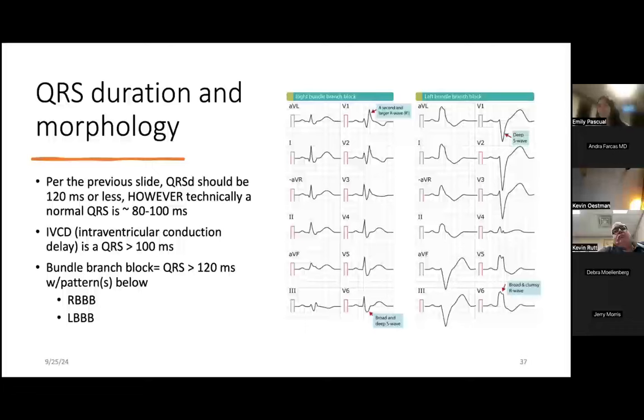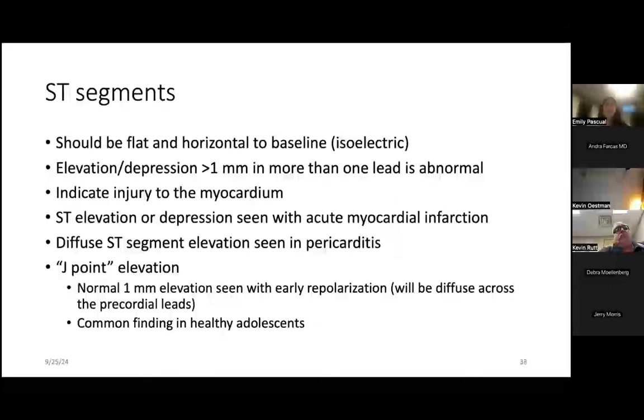People can have these bundle branch blocks and be completely asymptomatic, otherwise normal heart, those sort of things. So ST segments, like we talked about, they should be flat and horizontal to the baseline. Elevation or depression of more than 1 millimeter in more than one lead is abnormal. That indicates that there's some injury to the myocardium. We see these things obviously in acute MI.